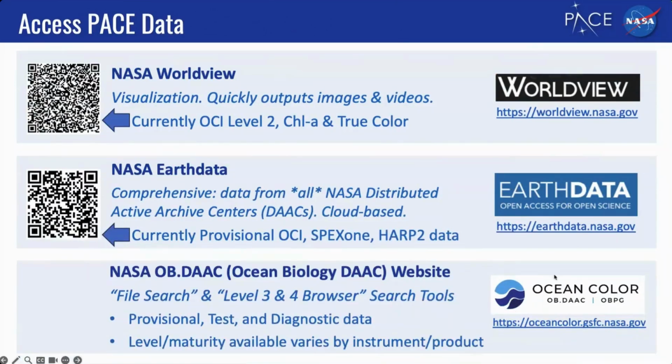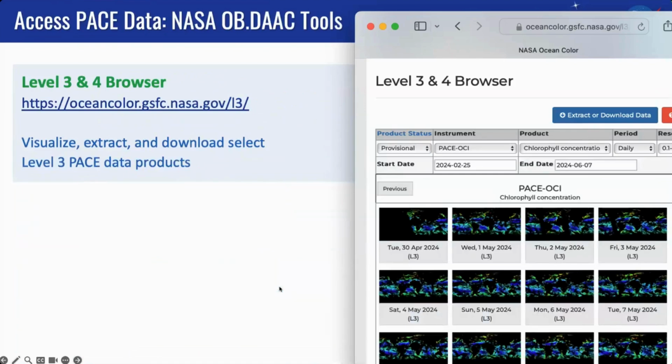And moving on to the final couple of tools, we have some NASA OBDAAC search tools. Here you will find a file search and level 3 and 4 browser search tools, and they give you access to provisional, test, and diagnostic data. Of the two tools, here's what the level 3 and 4 browser looks like. The level 3 and 4 browser is there to visualize, extract, and download select level 3 PACE data products. Again, note you need an Earthdata login.